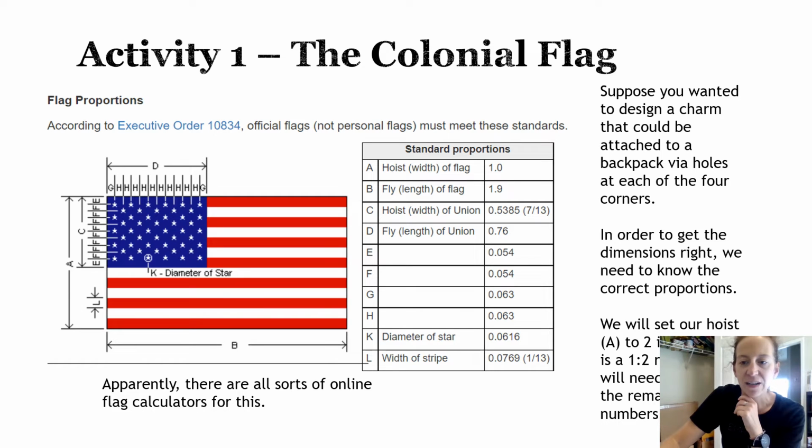So if I close out my head there for a second, we will set our hoist A to 2 inches, and that's going to give us a 1:2 ratio, which means you have to double all these remaining numbers to get the right dimensions on your flag. So you'd make this 2, and then to get the length of the flag B, you do 1.9 times 2, which would be 3.8 inches, and then pretty much all of these going down, you would double them.